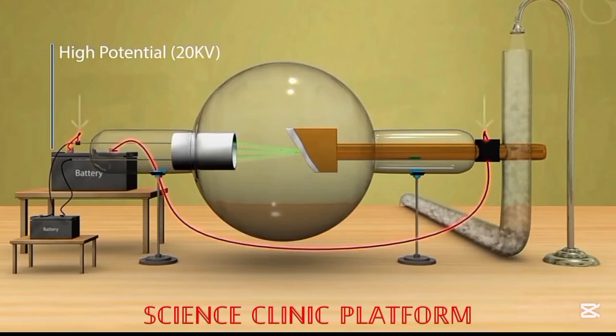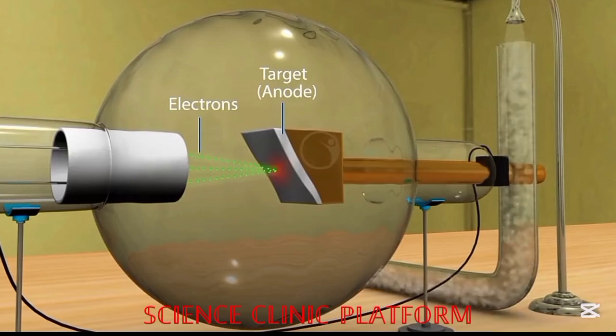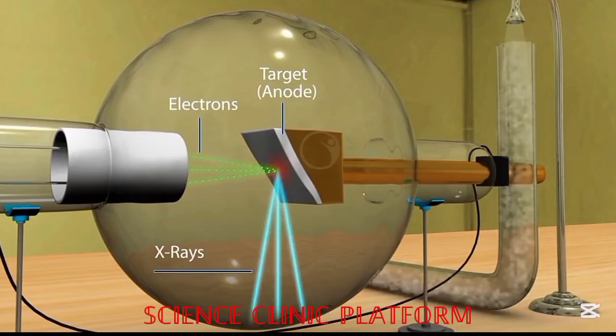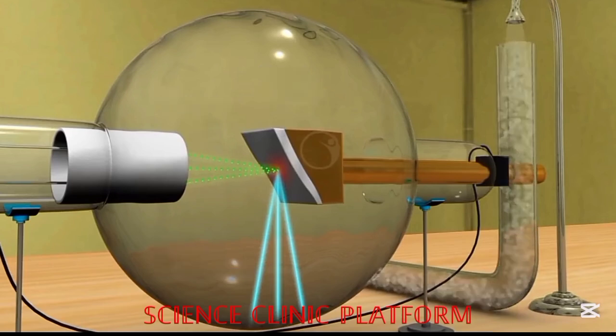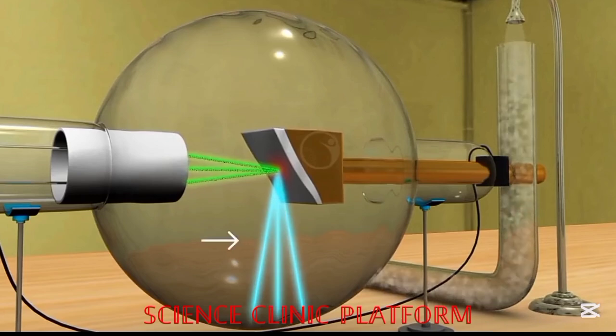The high tension potential can help you increase the penetration power of these electrons if you increase it, because it will accelerate them at a high speed. In case you want to increase the intensity of these rays, what you do is to increase the current through the filament. This will increase the number of electrons produced per second, and if the number of electrons increases, the intensity will increase.